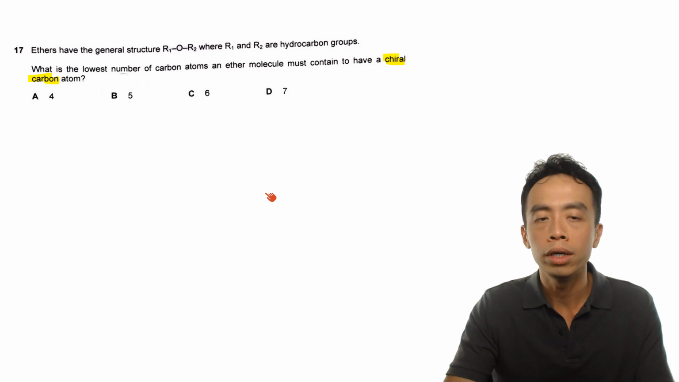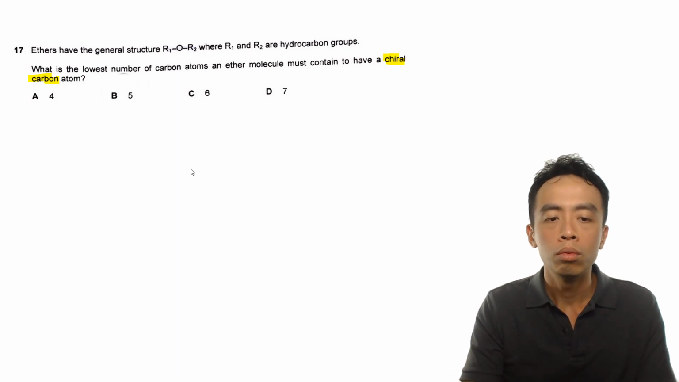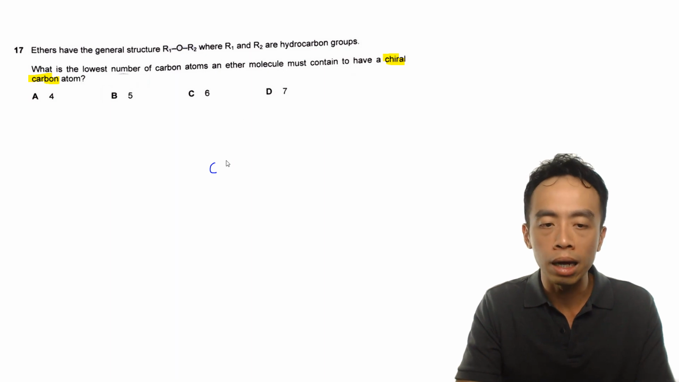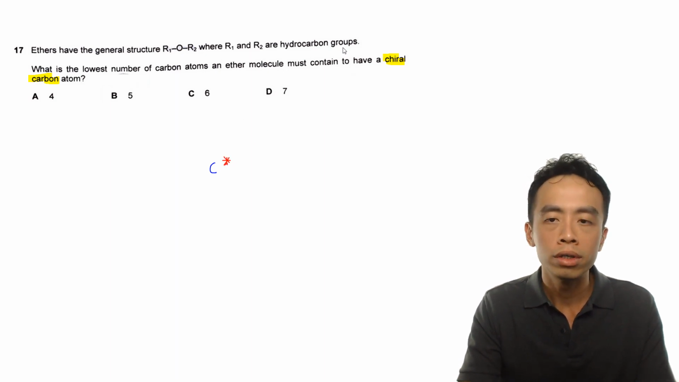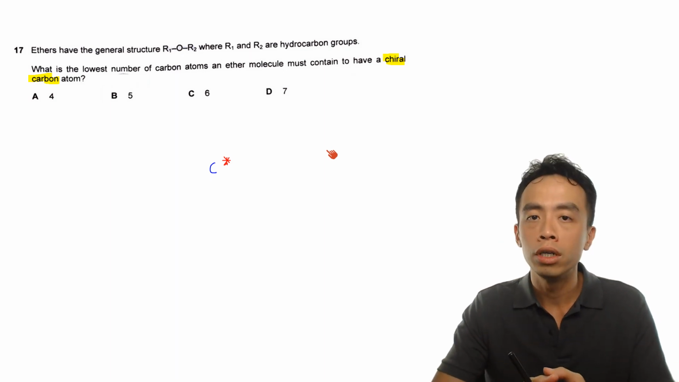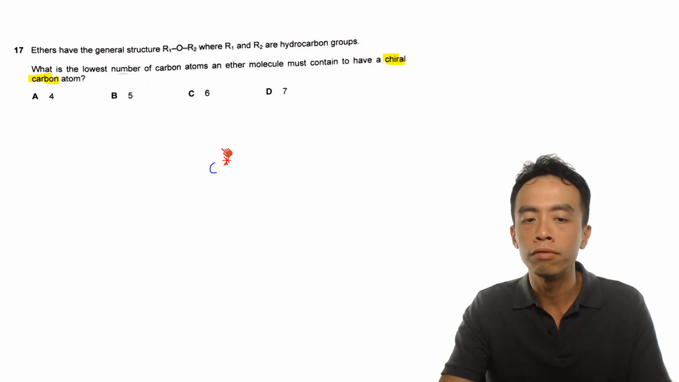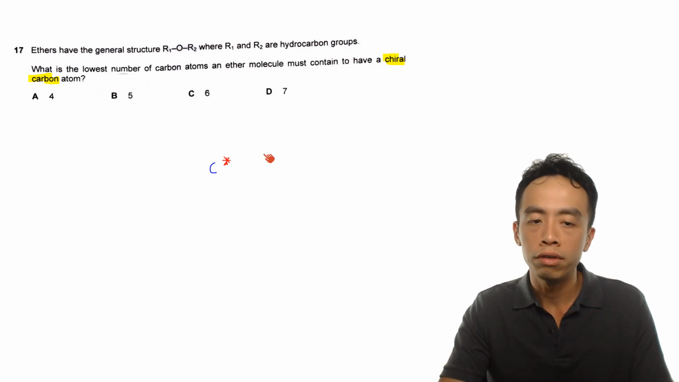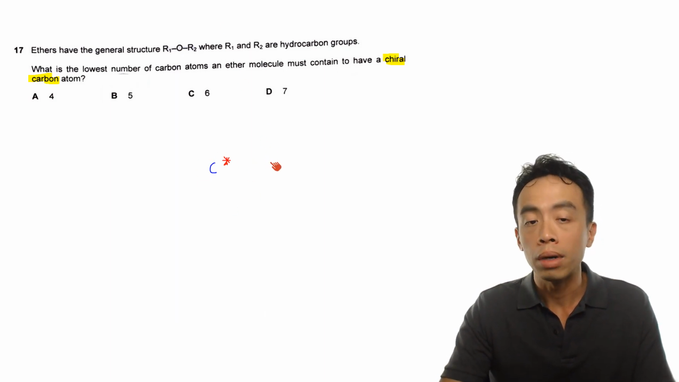So we will want to focus on the chiral carbon. So what we do is we will draw out this carbon first. And I know that I want to make this carbon chiral. So therefore this carbon must be bonded to 4 different groups. So what we do is actually pretty simple. I just try to put 4 different groups around the carbon, fulfilling the criteria that I have an ether functional group. Now, if I want this carbon to have 4 different groups, then, keeping in mind, I want the number of carbon to be as low as possible.